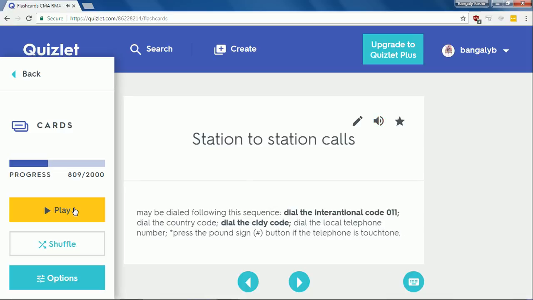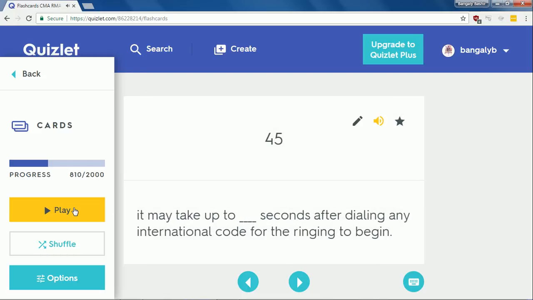Station-to-station calls may be dialed following the sequence: dial the international code 011, dial the country code, dial the city code, dial the local telephone number, press the pound sign button if the telephone is touchtone. It may take up to 45 seconds after dialing any international code for the ringing to begin.